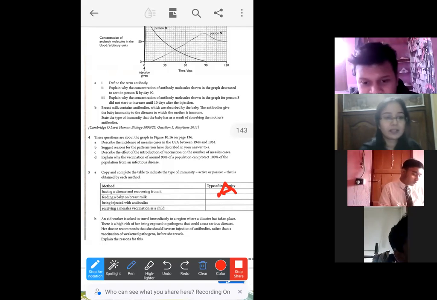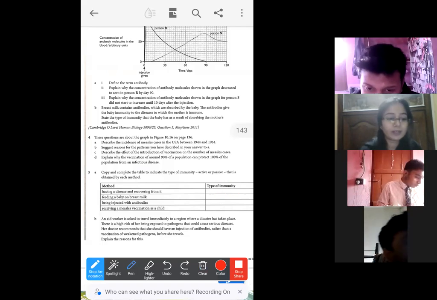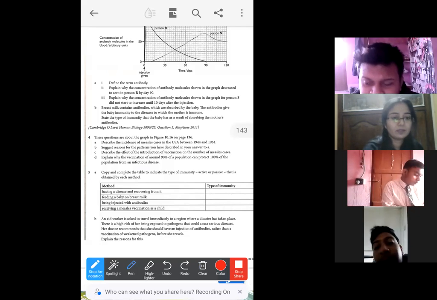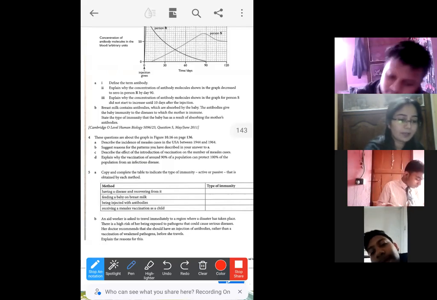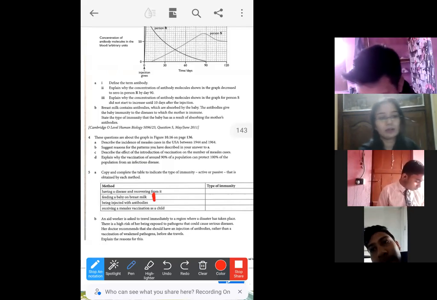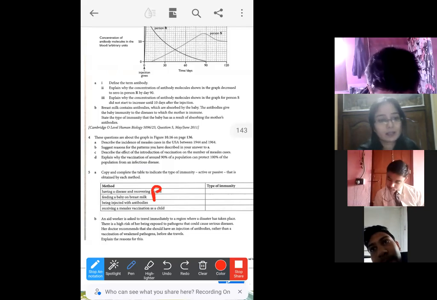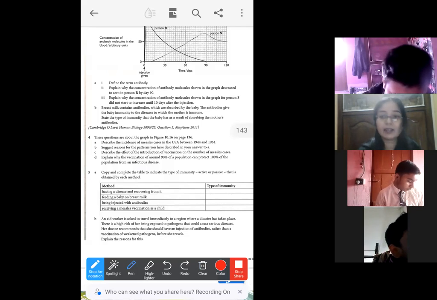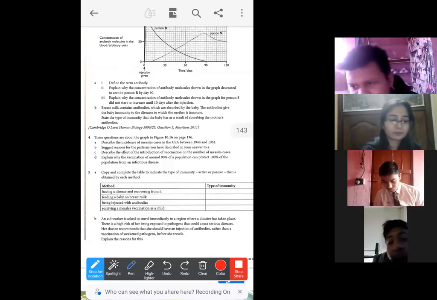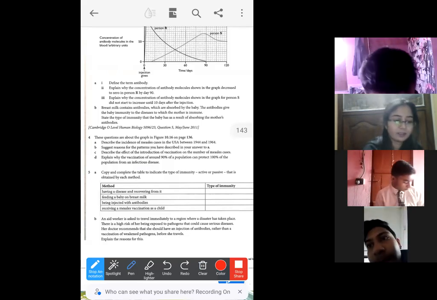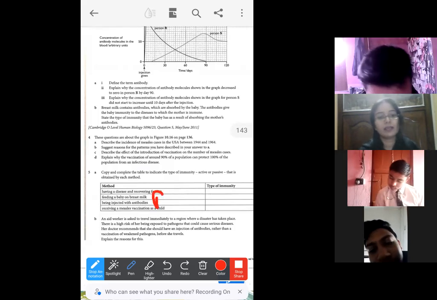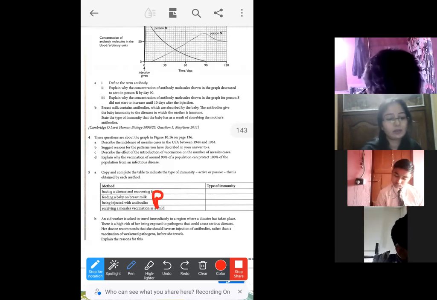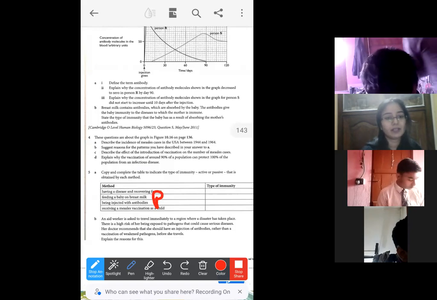Next, number 2, feeding a baby on breast milk. Passive immunity. So the second one will be passive immunity. Now the third one, being injected with antibodies. This is also passive immunity. The third one will also be passive immunity.